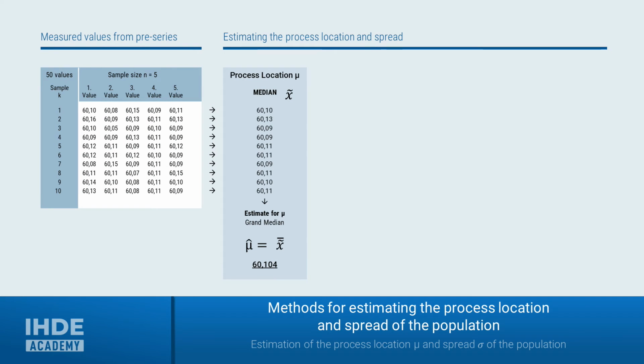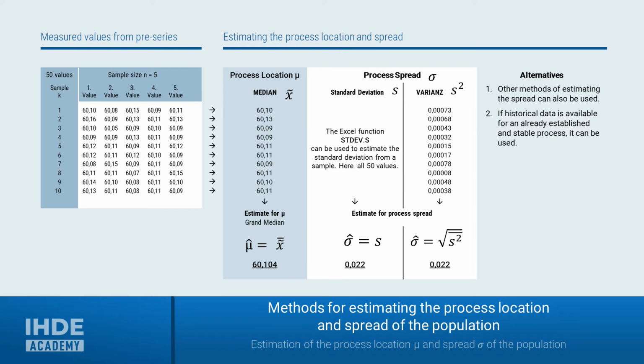The median was calculated from 5 individual values and written in the right-hand column. The mean value was then calculated from these medians, so the mean of the medians. This value is called the grand mean, recognizable in the symbol by the wave and straight line above the x. This has a value of 60.104 mm.